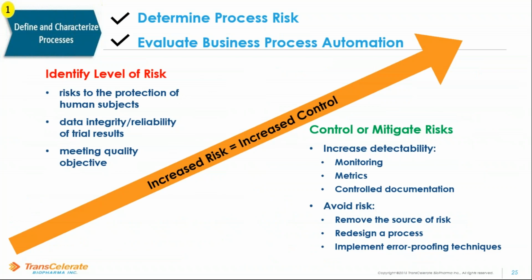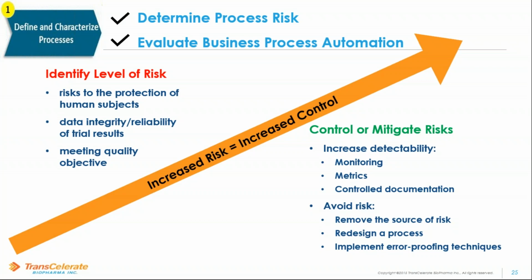Now that we've characterized our landscape and have a sense of our process and what it looks like, now we can begin to determine process risk. So critical processes in clinical development must be identified, characterized consistently in terms of risk to protection of human subjects, data integrity, reliability of trial results, and meeting quality objectives.